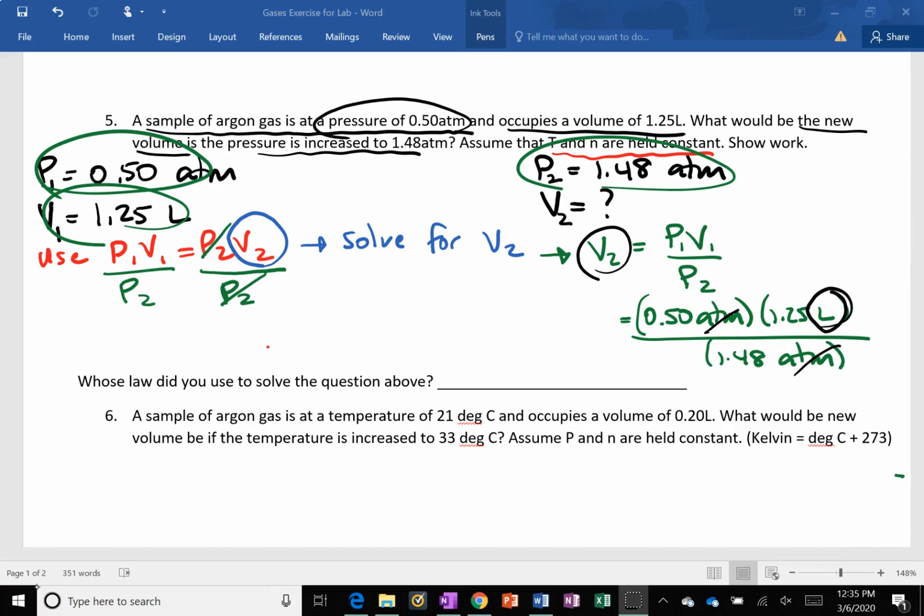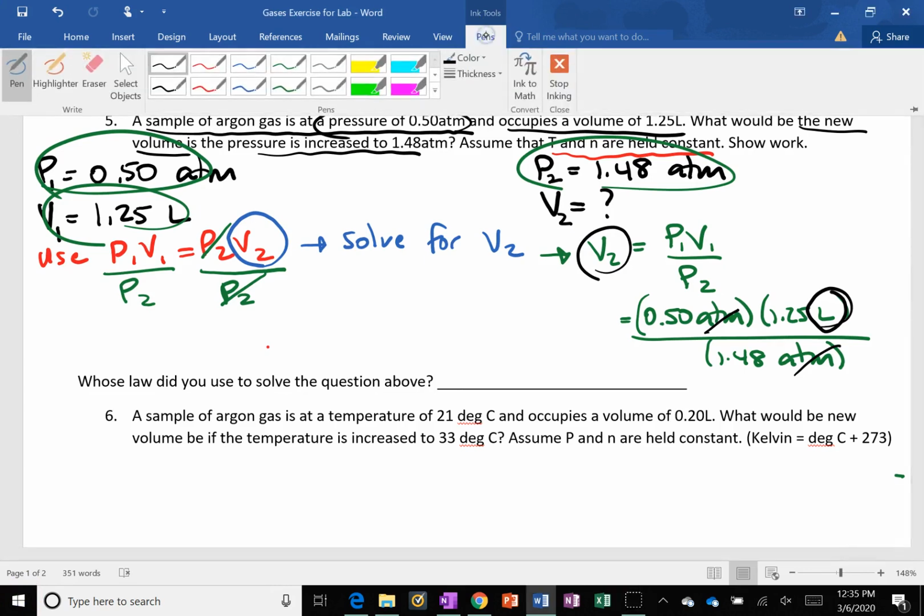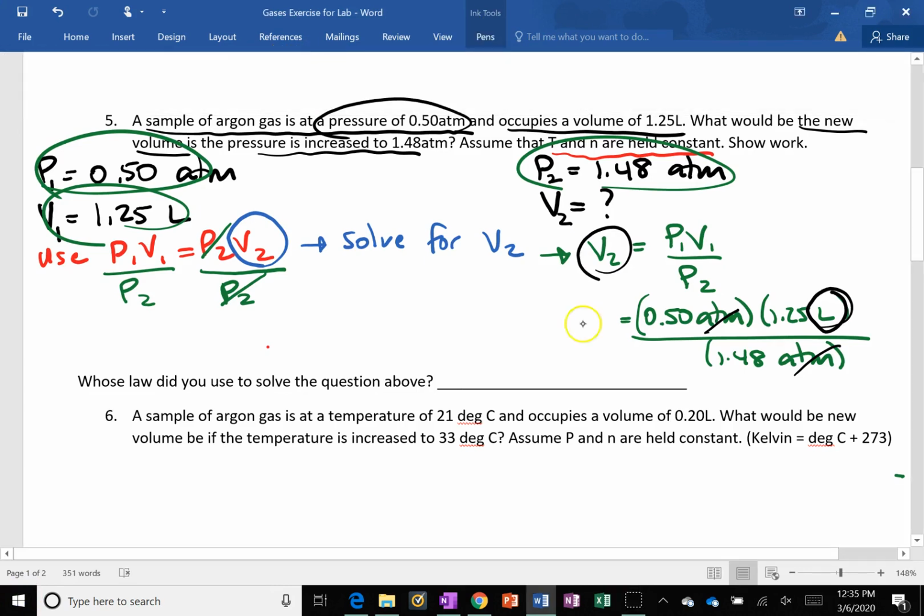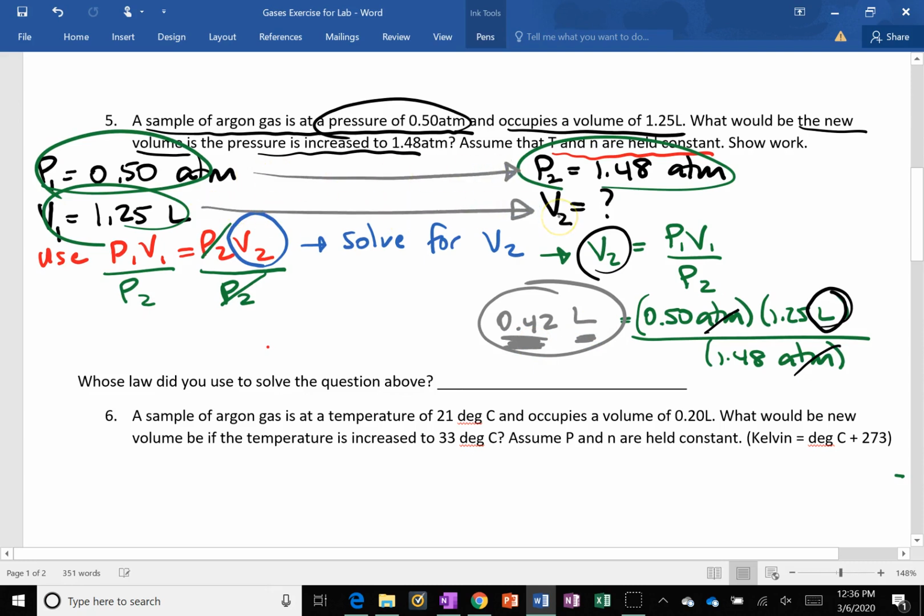And then that gives 0.42 liters as my final volume, right? So we said that the unit makes sense, and now the number actually makes sense as well, because we know for an inverse relationship, as we increase the pressure, the volume should decrease, and it did. It went from 1.25 down to 0.42 liters.